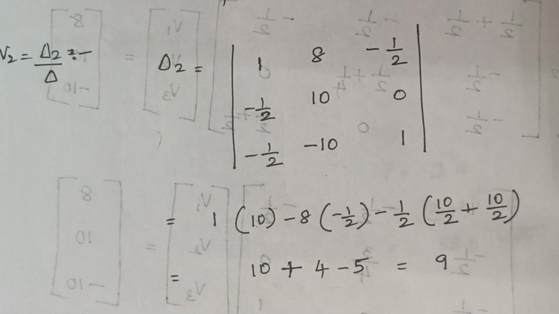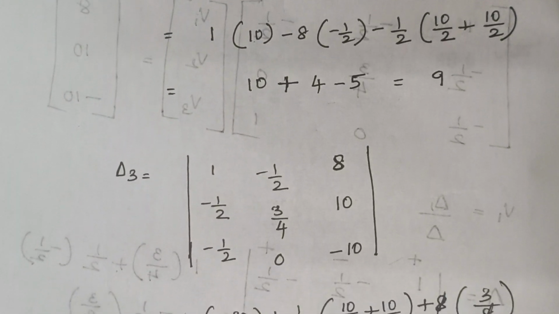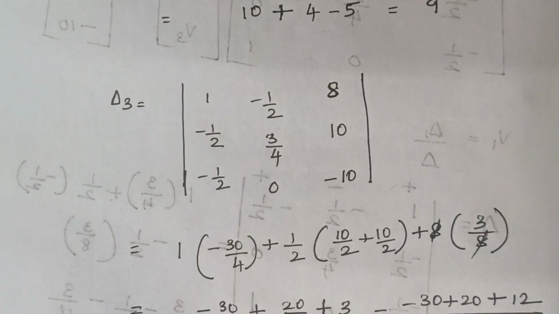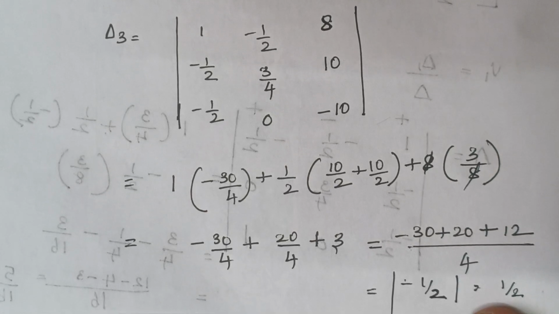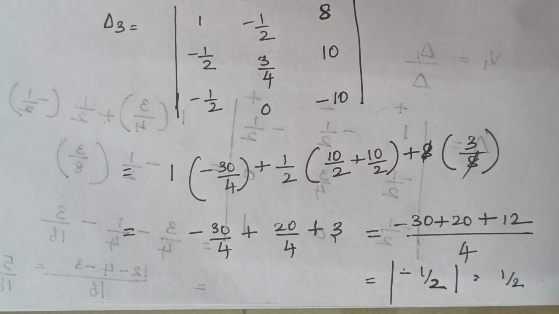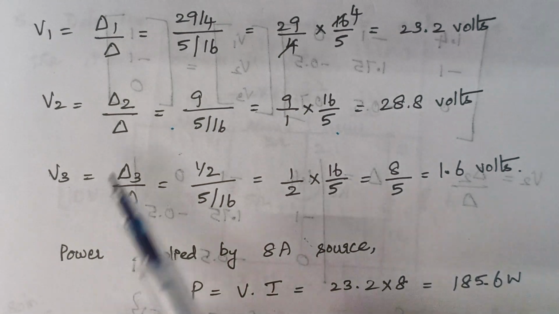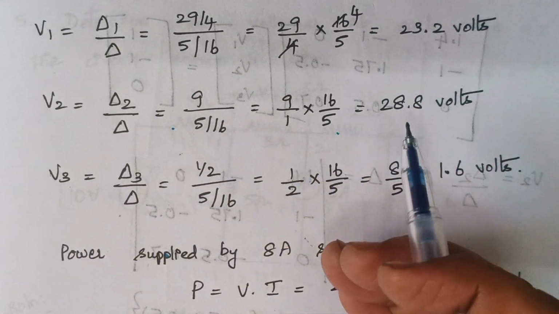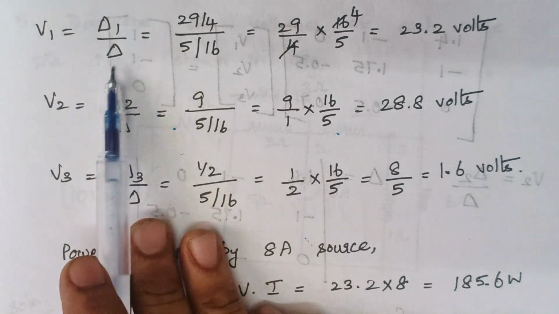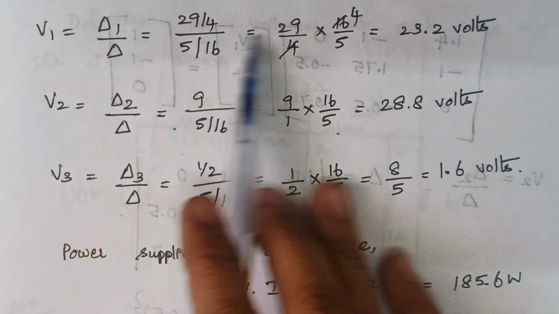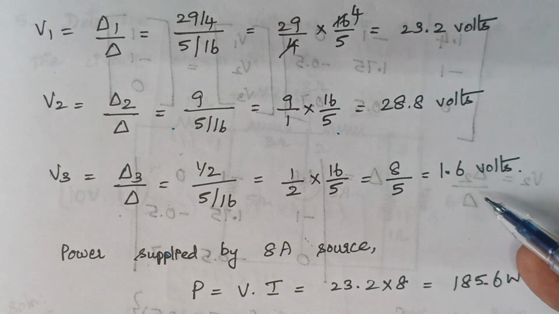Now we are proceeding with del 3. Again, the final column is replaced by the source values. So again, when you solve, you are finally ending up with the answer as 1 by 2. So now we have calculated del 1, del 2 and del 3. So here we are calculating the respective V1, V2 and V3, right? V1 is del 1 by del, V2 is del 2 by del and V3 is del 3 by del. Just substitute the values and find out the answers, right?